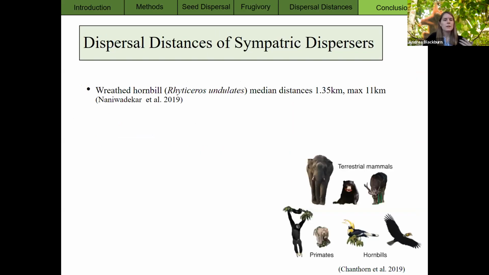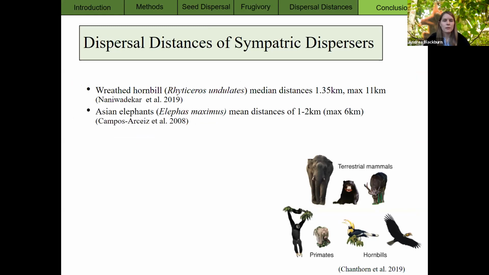And so in order to understand how the orangutan's dispersal role fits in with the disperser community, we compare dispersal distances with those of sympatric large-bodied seed dispersers. So wreathed hornbills are widely distributed across Southeast Asia, including on Borneo, and these hornbills disperse seeds median distances of about 1.3 kilometers, with maximum distances of about 11 kilometers. Asian elephants, while they do not occur at GP, are sympatric with orangutans throughout other parts of their distribution. And Asian elephants disperse seeds mean distances of about 1 to 2 kilometers, with a maximum distance of about 6.